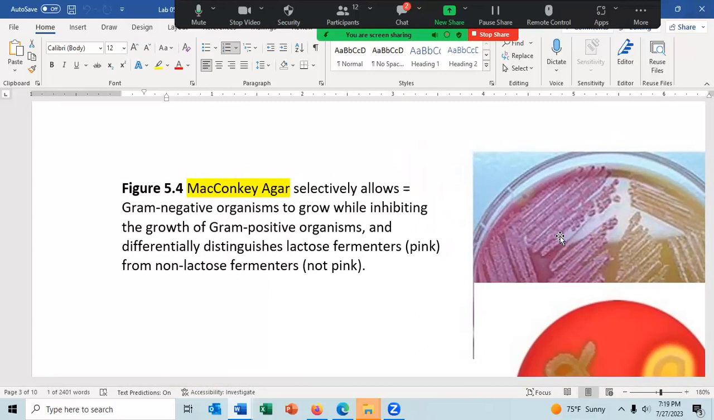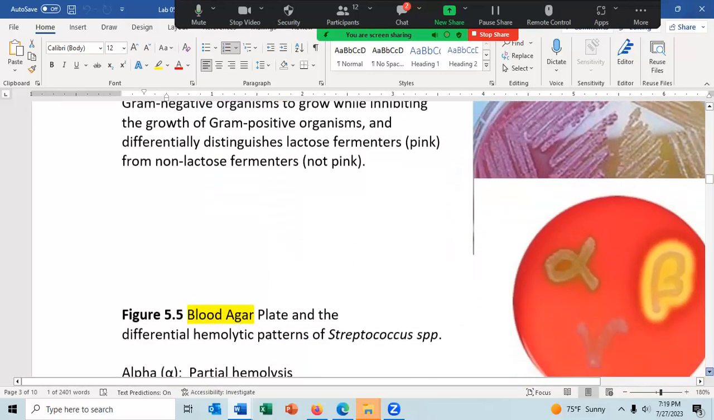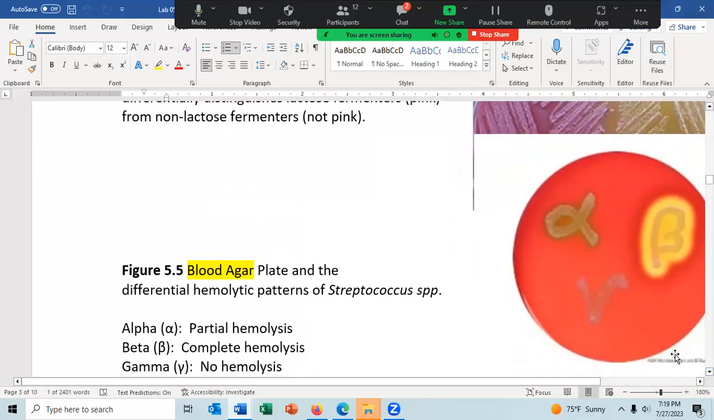Any question about any of that? So MacConkey's is both selective and differential. Blood agar is both enriched media, meaning it can allow something to grow that would not grow on a general purpose media. It also is differential in that it can distinguish between different hemolytic activity of the bacteria.